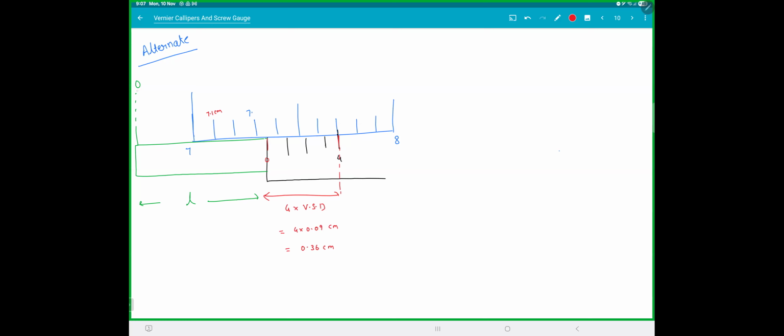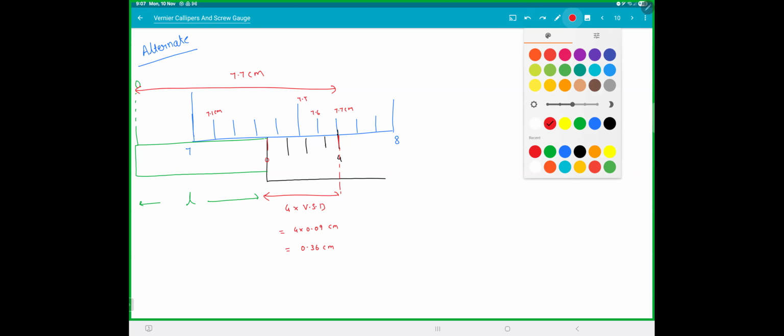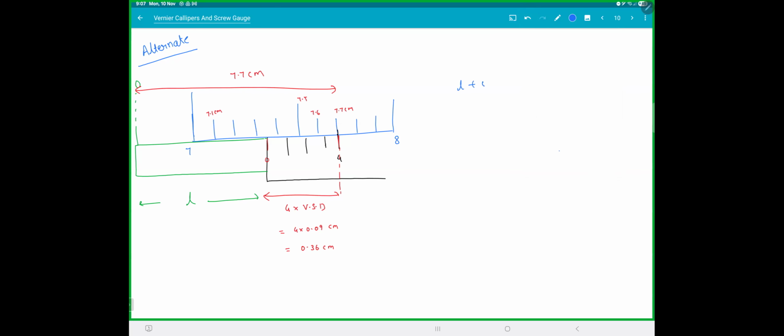Similarly, from the starting till this point, how much is this? That is 7.1, this is 7.5, 7.6, and this is 7.7 centimeters. This will be 7.7 centimeters. Do you agree with that? From the starting of the object till this point must be 7.7. So can I say like this? L plus 0.36 centimeters must be 7.7 centimeters. Therefore, L will be 7.70 minus 0.36. 0 minus 6 is 4, and that would be 3, and that would be 7. Make sense?